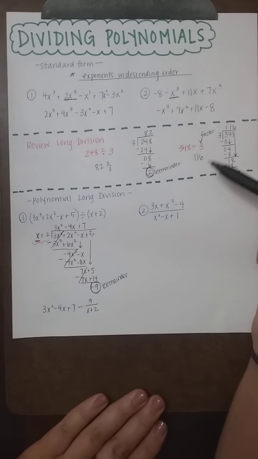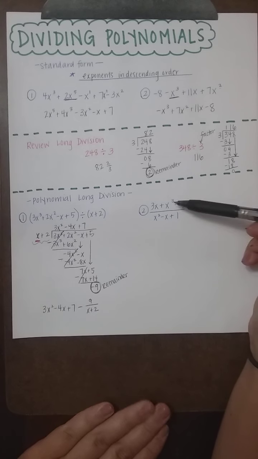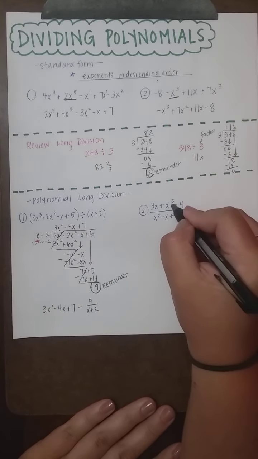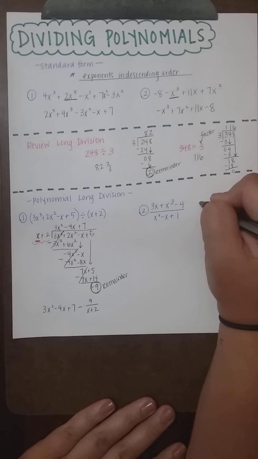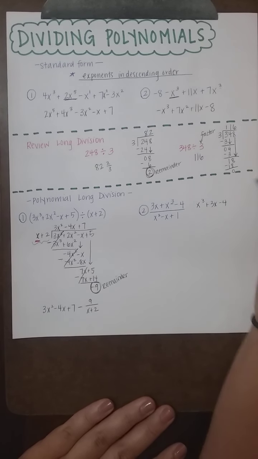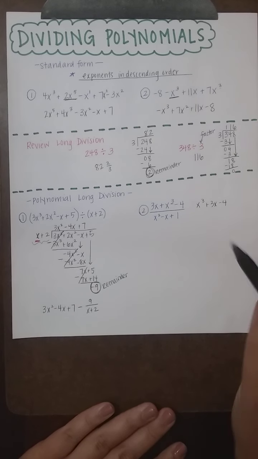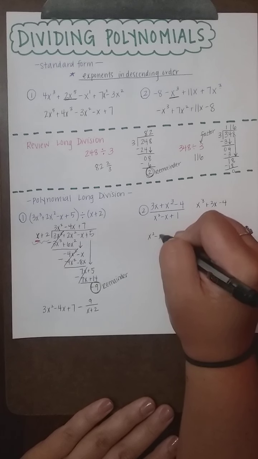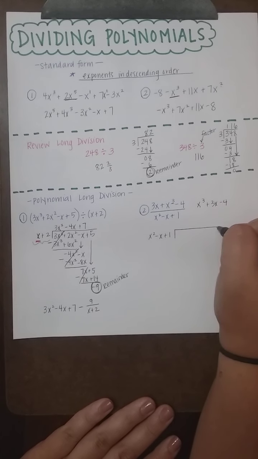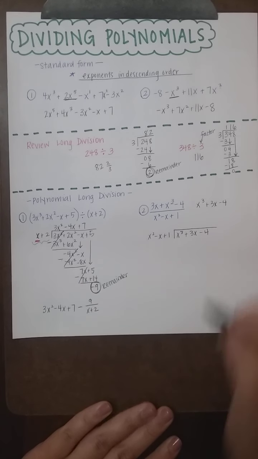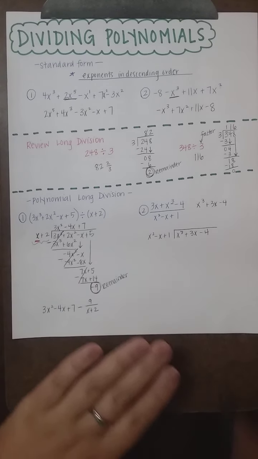First thing we gotta do is check to see that they're in standard form. And the first one, right off the bat, isn't in standard form, okay? Because this x cubed has to come first. So if I write it in standard form, it's going to be x cubed, then my 3x, then the minus 4. All right? So then I'm going to put the bottom part on the outside. And then I'm going to put this guy on the inside. All right?